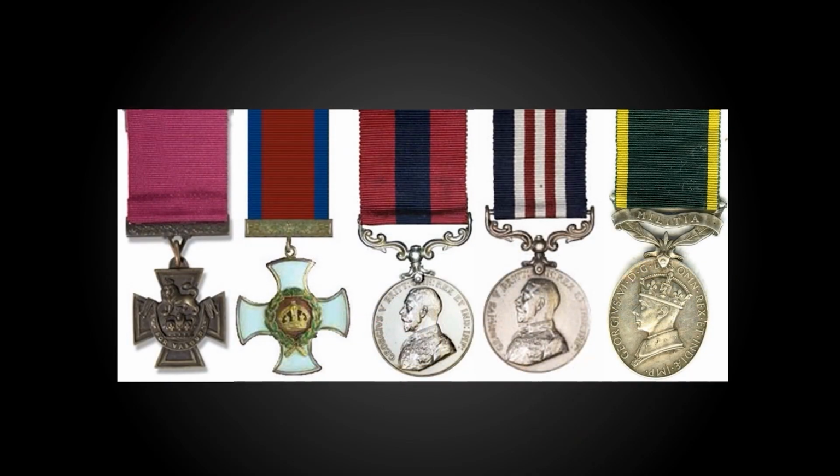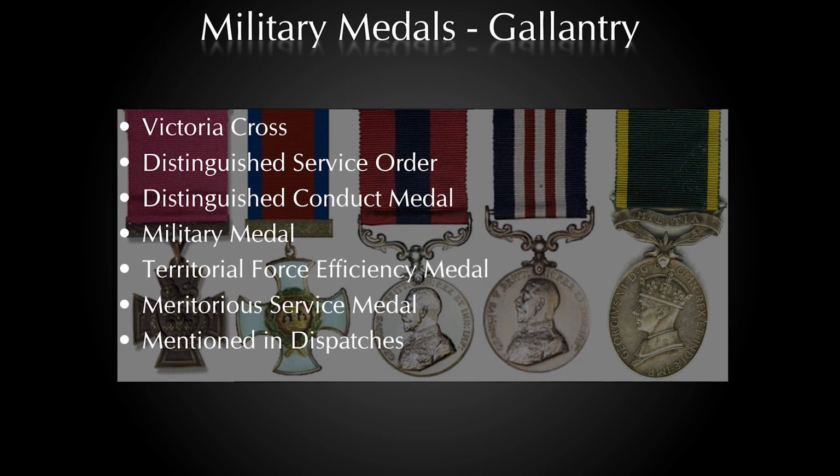If your ancestor performed an act of gallantry or good deed, or perhaps had a number of years of good service, perhaps they'd be entitled to one of these medals. We have a huge medal collection available for you to search through on the site, including things like the Victoria Cross, the Distinguished Service Order and the Conduct Medal, the Military Medal, the Territorial Force Efficiency Medal, the Meritorious Service Medal, which actually came with a financial reward as well, which is interesting to find. And also, if they were just mentioned in dispatches, they'd be entitled to wear an oak leaf emblem and would be able to be found within these records as well.